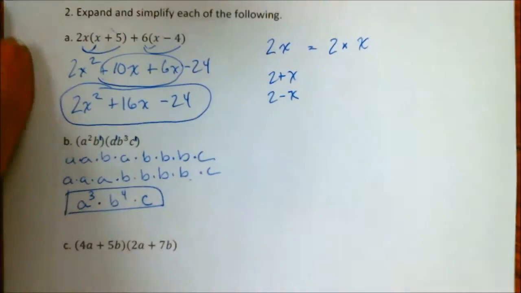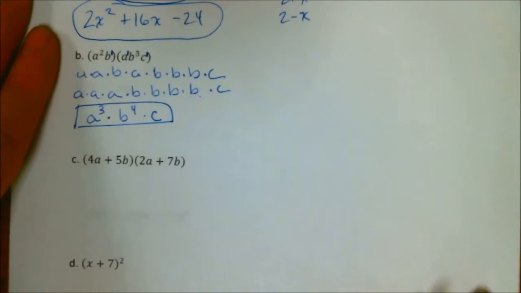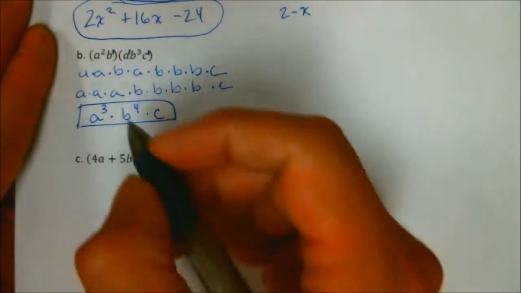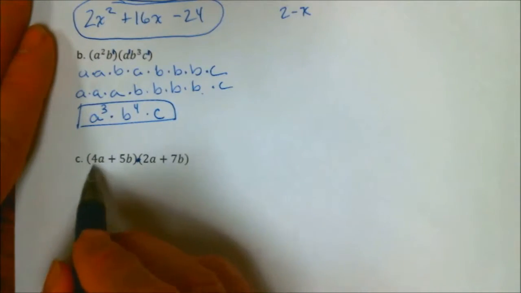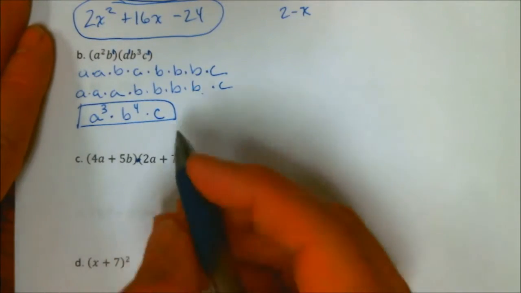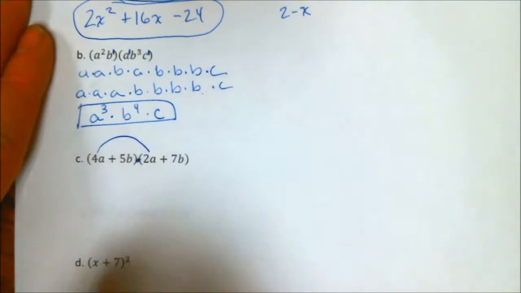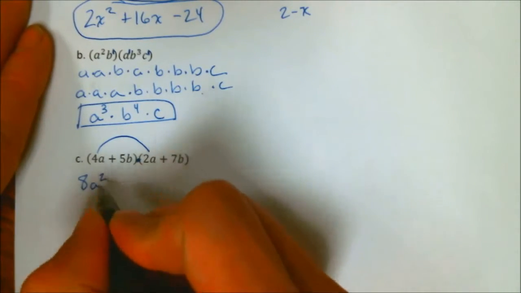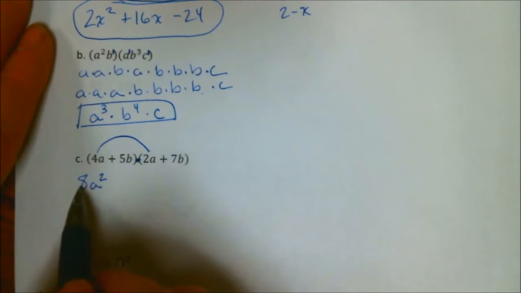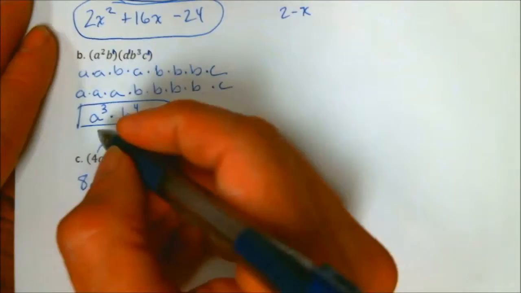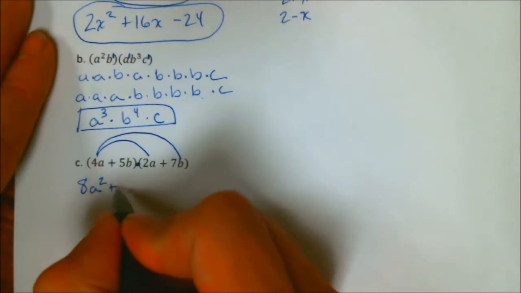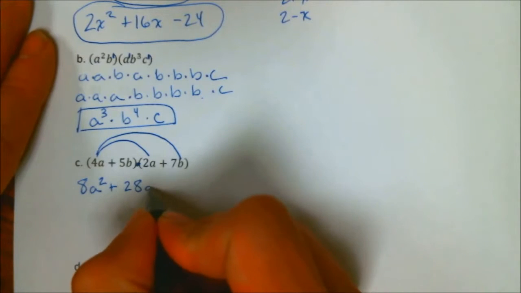This next distribution problem is once again multiplication, and then we're distributing. I simply multiply each term in here by each term in here. So I'm going to multiply 4a times 2a, and that gives me 8a squared. A lot of you put 6a right here. It's not addition, it's multiplication. Then I multiply this term by this term, and that gives me 28ab.